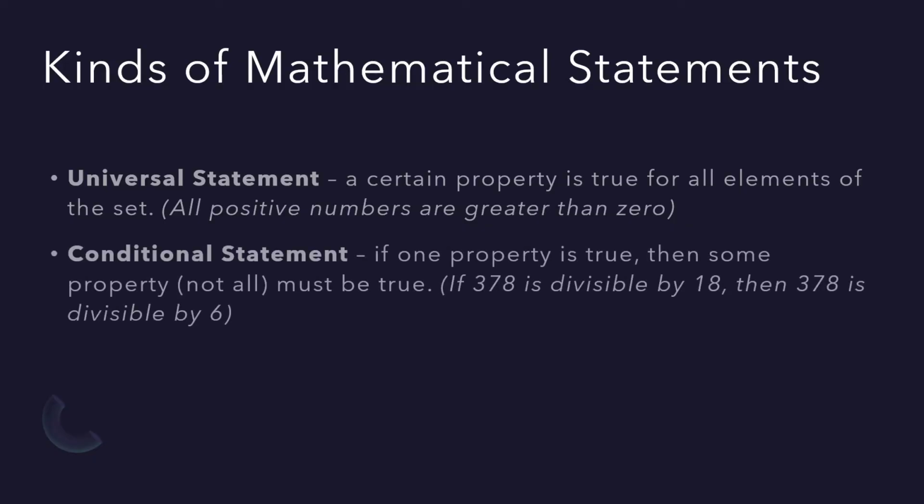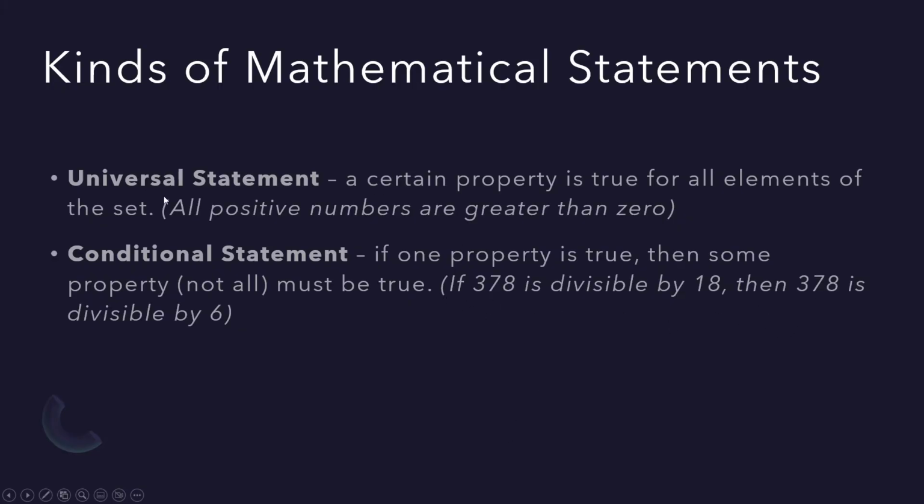Then we have the conditional statement. If one property is true, then some property, but not all, must be true. For example, if 378 is divisible by 18, then 378 is divisible by 6. It may be true, so you still need to validate the proposition. It is called conditional because there will be conditions or properties under which the statement will not be true. So the clue word for conditional is if-then.